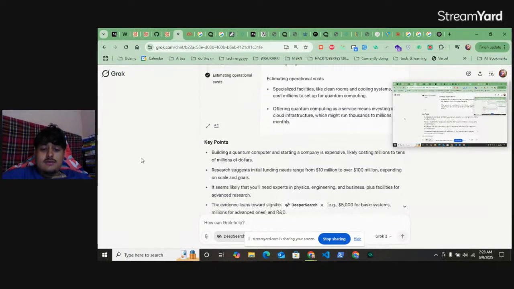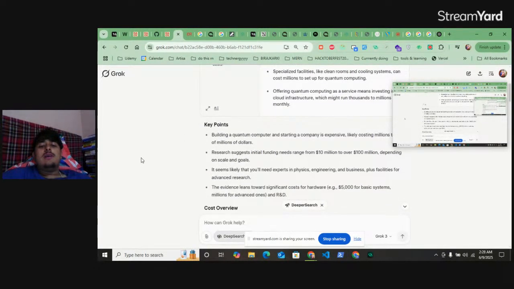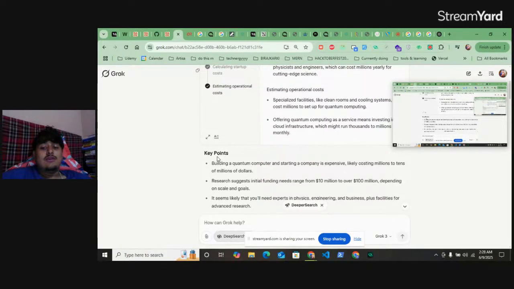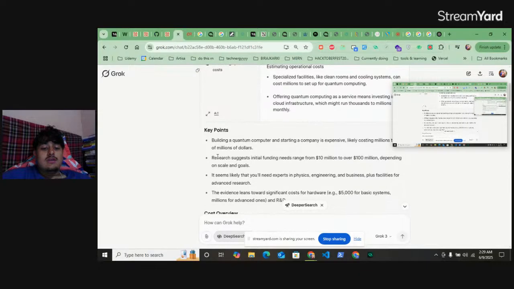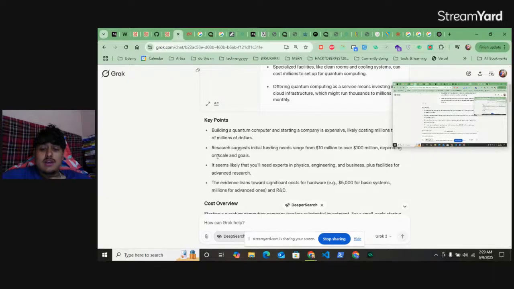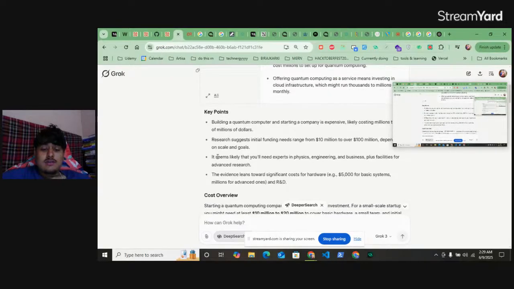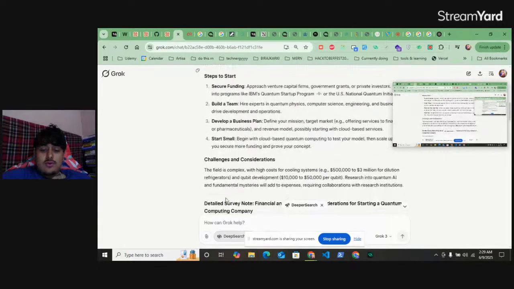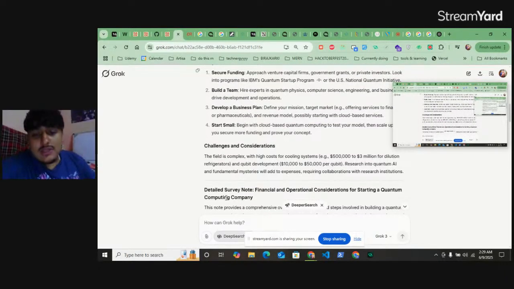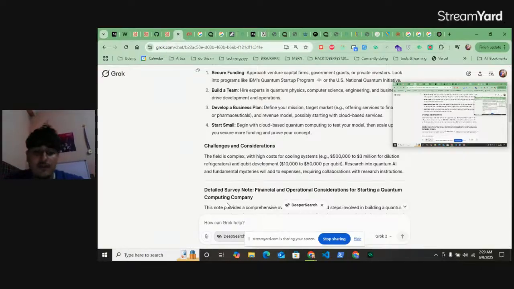Okay, so building a quantum computer and starting a company is expensive, likely costing millions to tens of millions of dollars. The resource suggests initial funding needs range from 10 million to 100 million dollars depending on scale and goal. It seems you need to be an expert in physics, engineering, and business, plus have facilities for advanced research. You might need at least 10 million to 20 million to cover basic hardware. The field is complex with high costs for the cooling system, the dilution refrigerator, and qubit development.